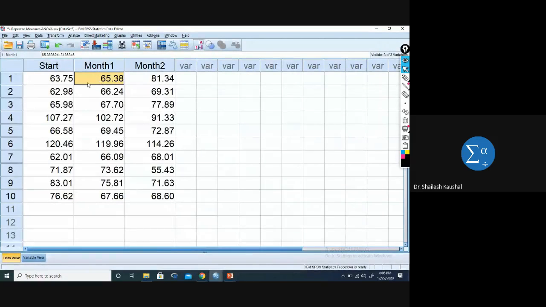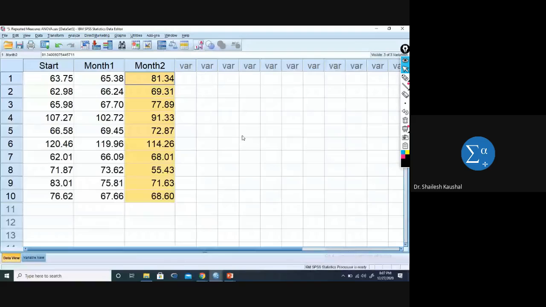Instead of reducing, the weight is 65.38 after 1 month, and 81 after 2 months. So we will check whether this training program is significant or not. It is a case of repeated measures ANOVA, because we are measuring 10 participants more than 2 times: baseline, after 1 month, after 2 months. So here we will use the repeated measures ANOVA.